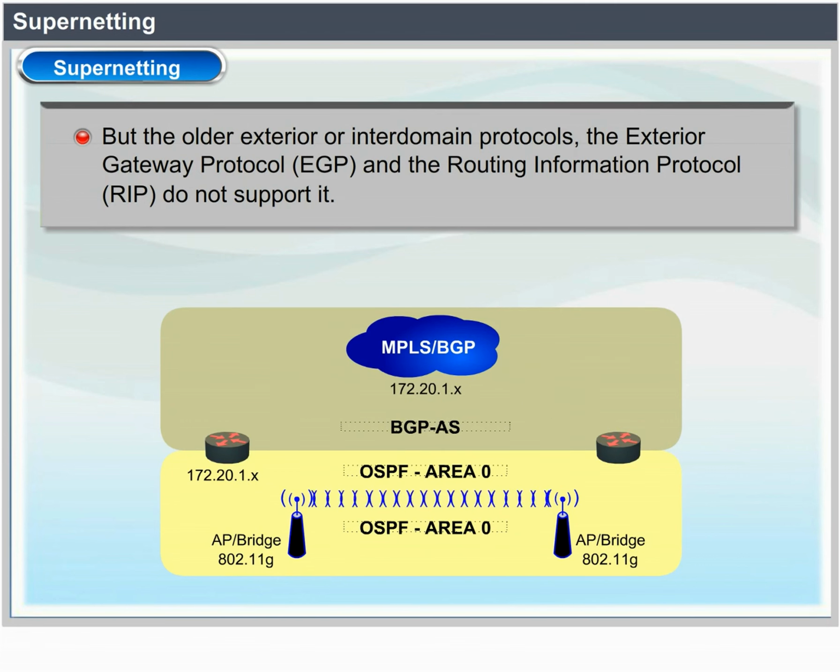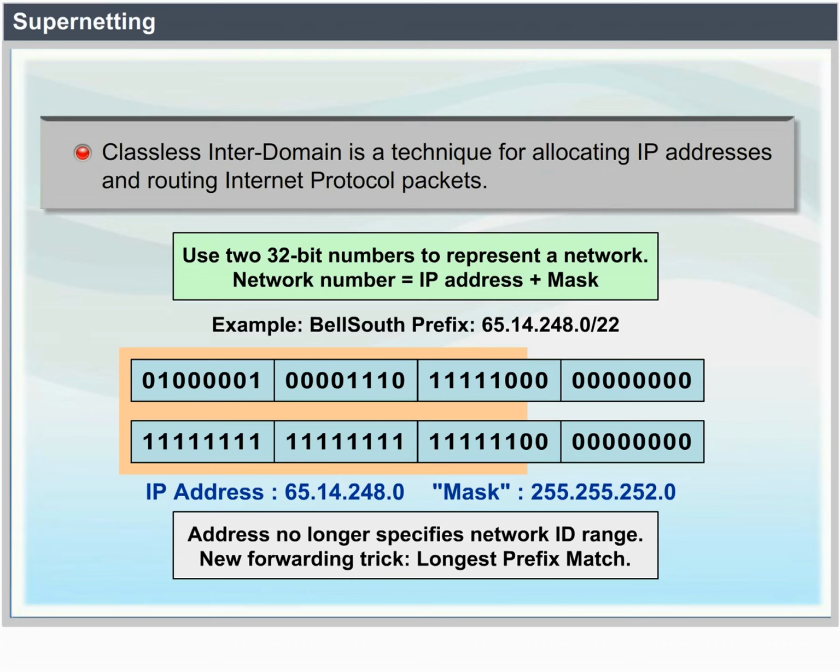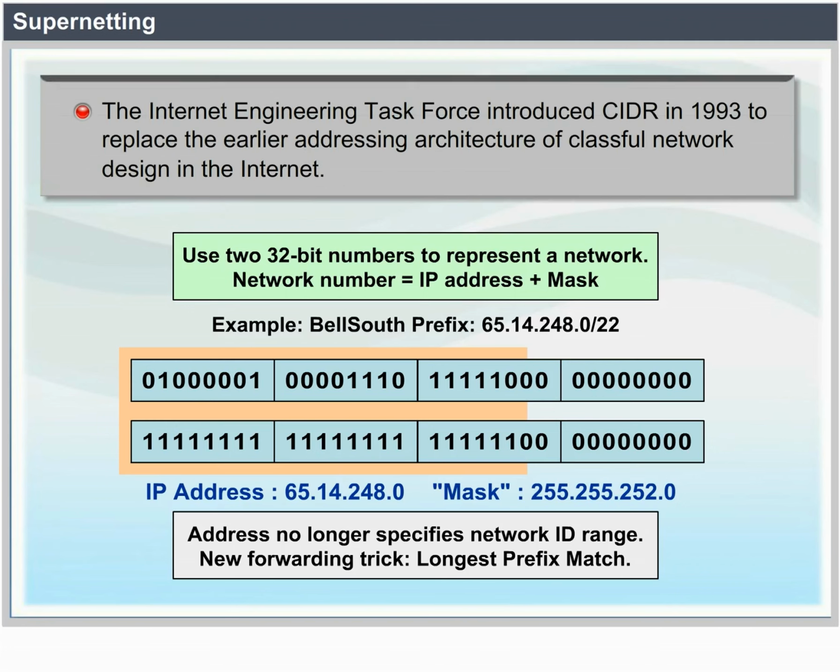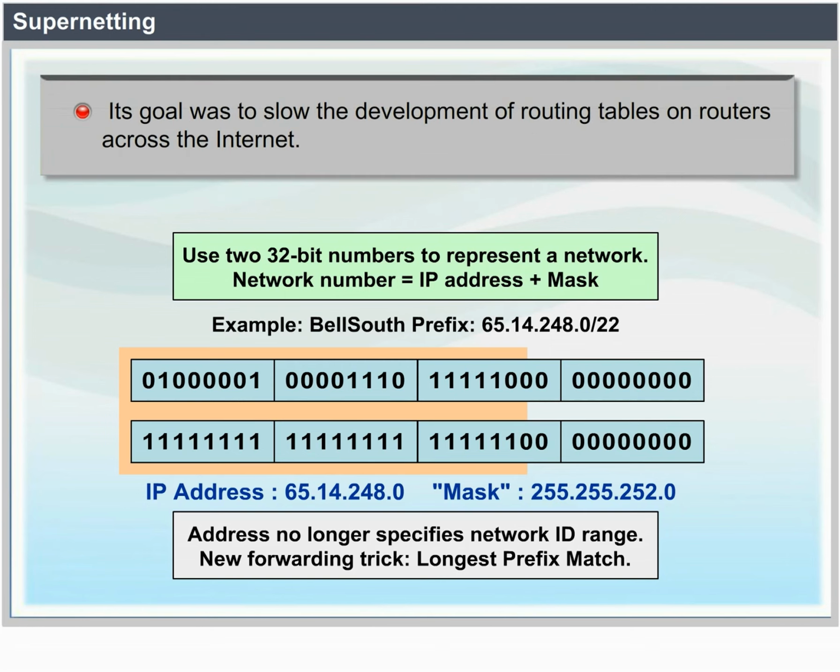Classless interdomain routing is a method for allocating IP addresses and routing Internet Protocol packets. The Internet Engineering Task Force introduced CIDR in 1993 to replace the previous addressing architecture of classful network design in the Internet. Its goal was to slow the growth of routing tables on routers across the Internet.